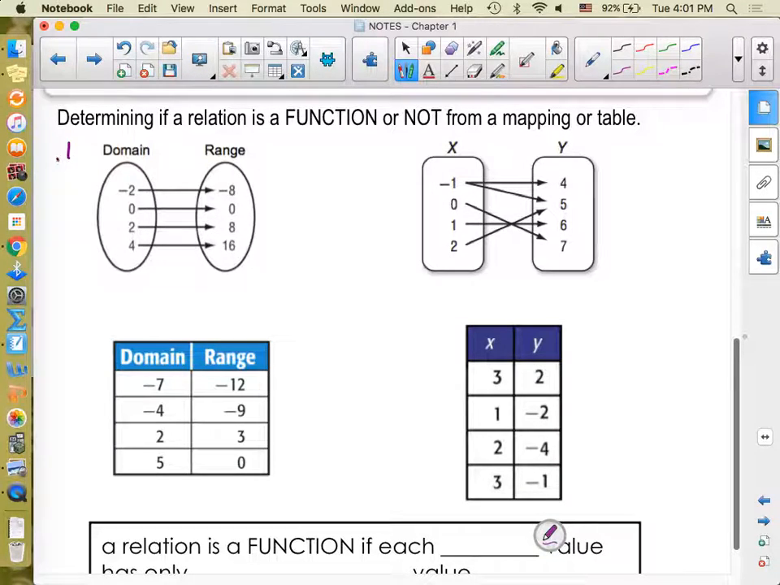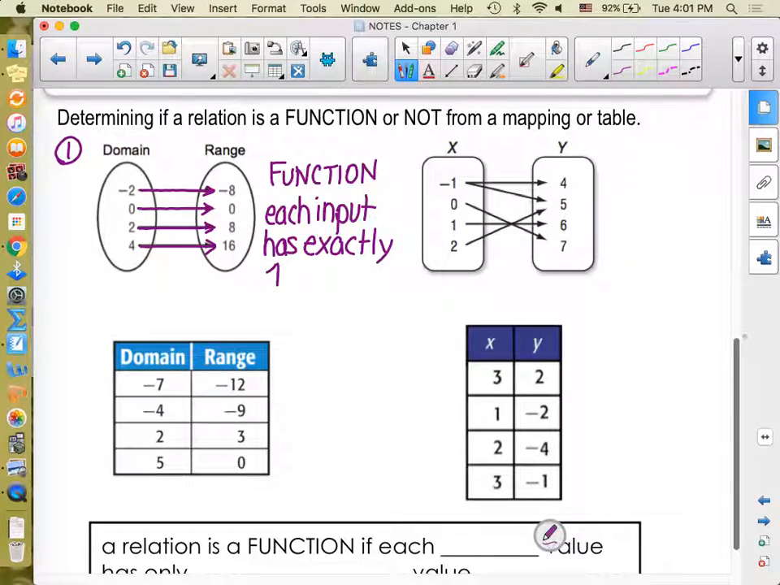So in this first example, number 1, they've got the domain values listed in your mapping, and they have the range values. In those values, for each x, or for each input, I only see one value output. So this data seems to meet that definition for function because of that. So this one is a function. And we want you to be able to give reasons why. So each input has exactly one output.